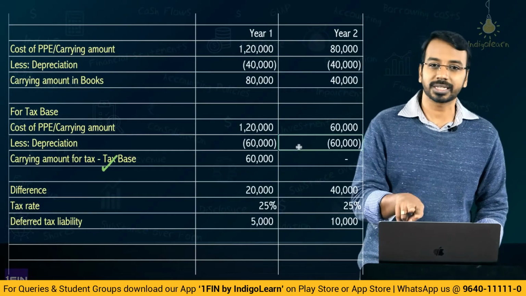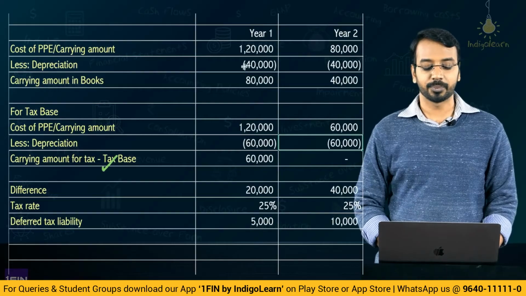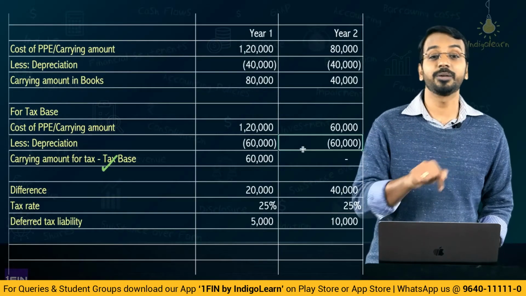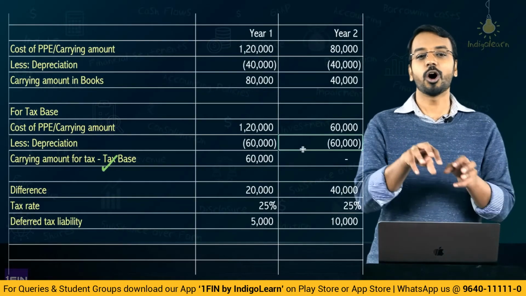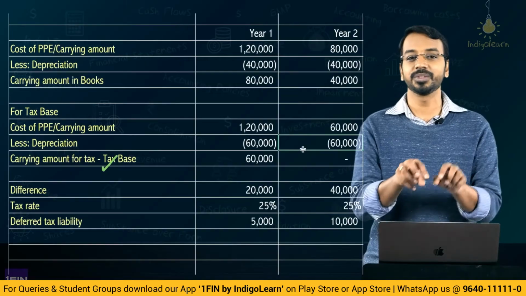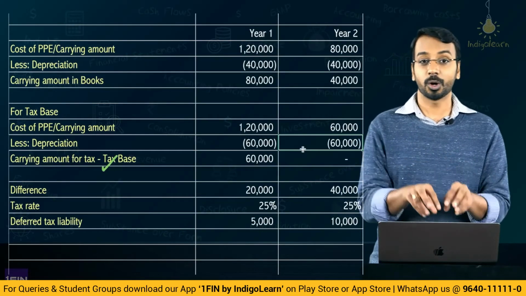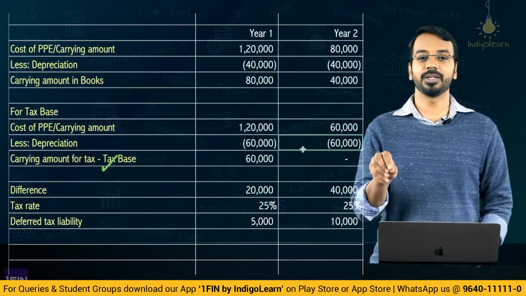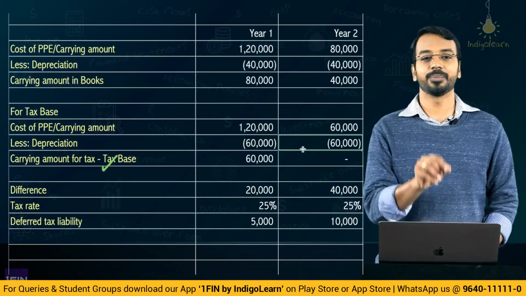If it was the reverse case, that is, if for example depreciation in books was 60-60 and here it was 40-40, then it would have been a deductible temporary difference, because you would have got a deduction of depreciation in the future. Because you would have got a deduction of this amount in the future, it would have been a deductible temporary difference.